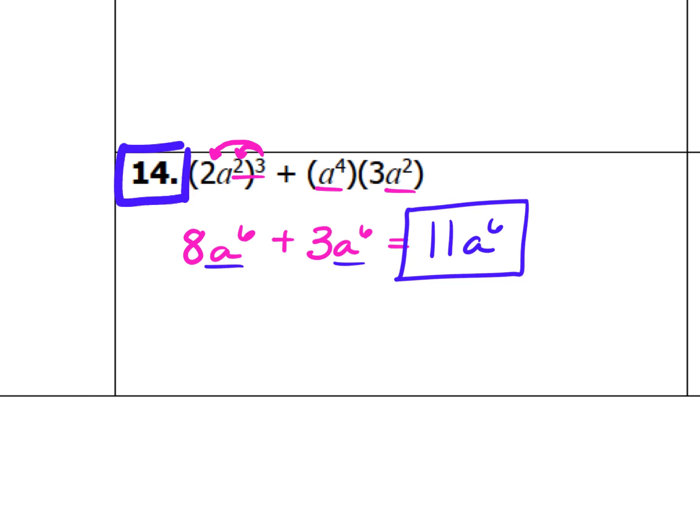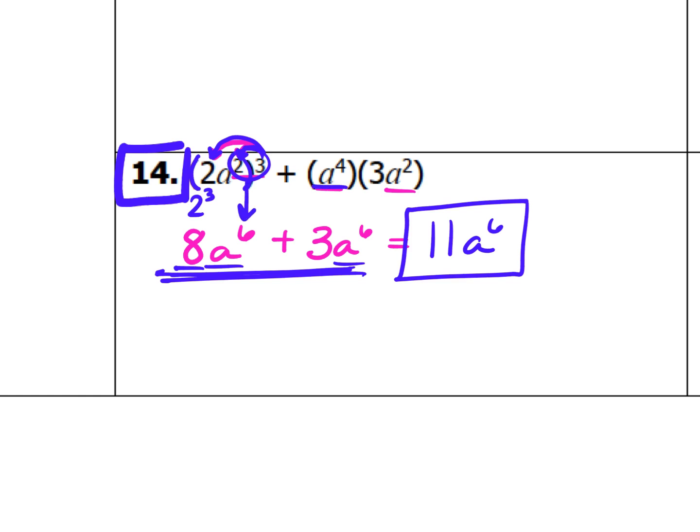Questions on any of that? So, like from this, or how did I get even to this point? Okay, so I had 2A squared, and I'm taking it to the third power. So I have to take the 2 to the third power, and I have to take the A squared to the third power. So 2 to the third power, that's the 8. A squared to the third power, you multiply. So you get A to the 6th. Okay?